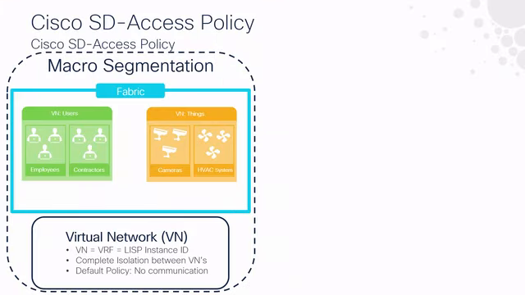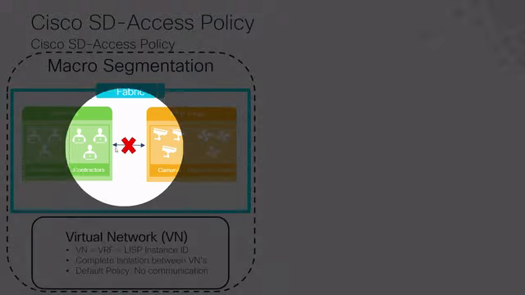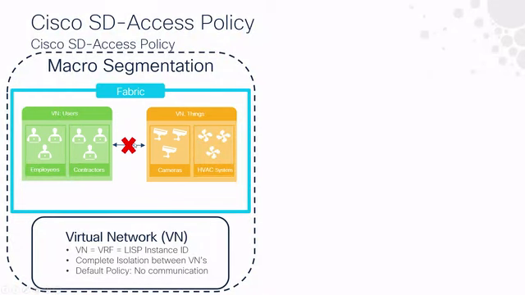But on the UI, you just create a VN. You just give it a name, and the moment you click save, DNAC automatically logs into all the switches. It configures a VRF, and it also configures an instance ID, right? And by default, if you have multiple VNs, there is no communication between them. Let's say you have a VN called users and a VN called things. They don't need to talk to each other, so by default, there's no communication. So this is the first level of segmentation you can have on your network.